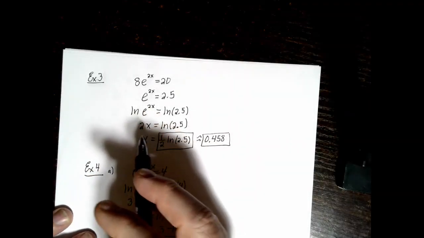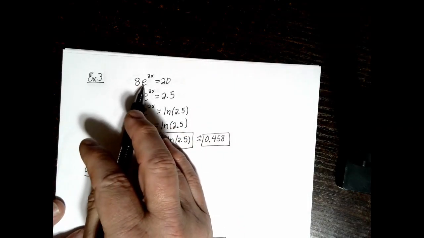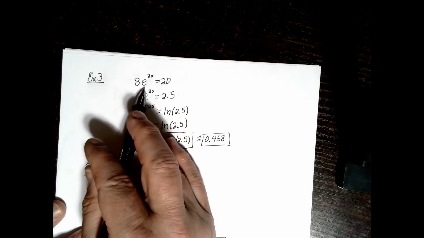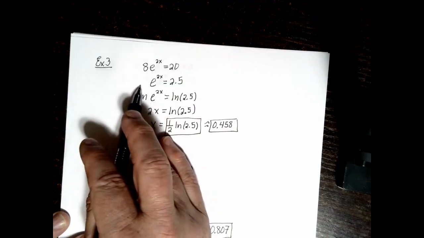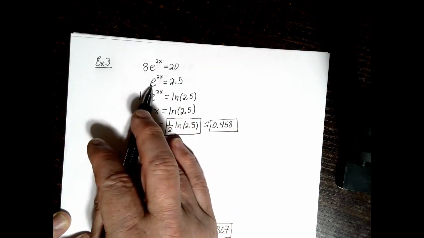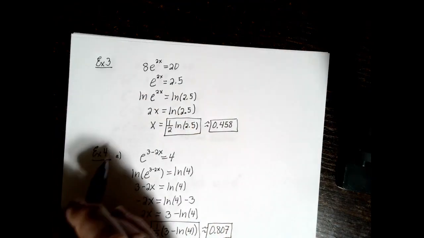Example 3 here. 8e to the 2x equals 20. You want to isolate the exponential, so divide by 8. And now you can take the log of both sides. Now if you do log base e, it'll be nicer. Let me show you how.